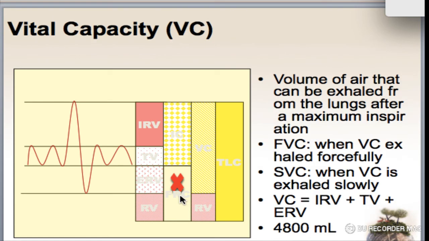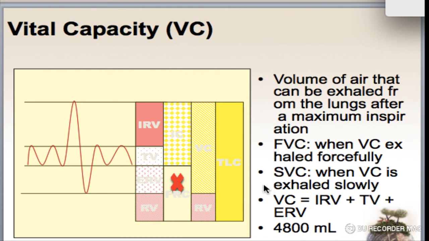So we are now on the vital capacity. It is the volume of air that can be exhaled from the lungs after a maximum inspiration. Your vital capacity is FVC, or forced vital capacity, when vital capacity is exhaled forcefully. Slow vital capacity is the vital capacity exhaled slowly. In PFT, we mostly use the FVC.